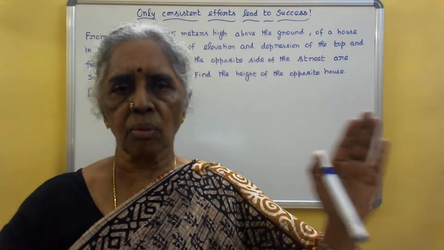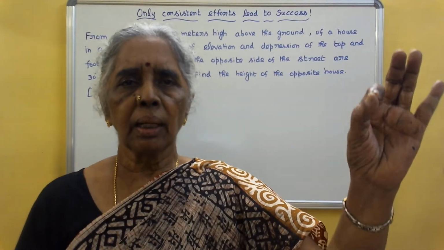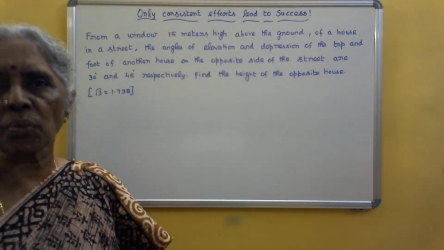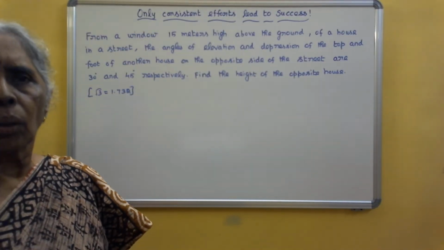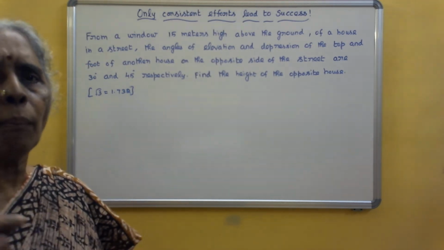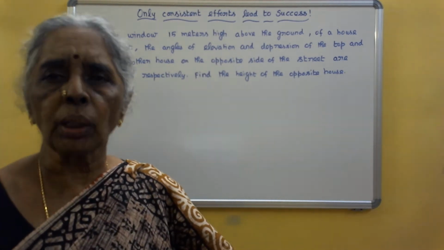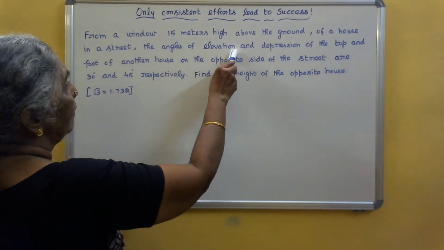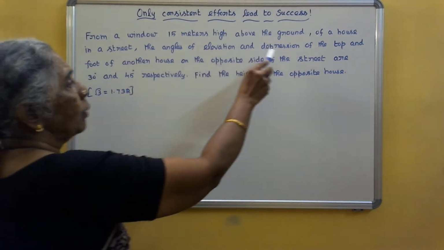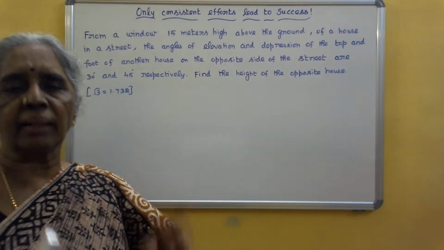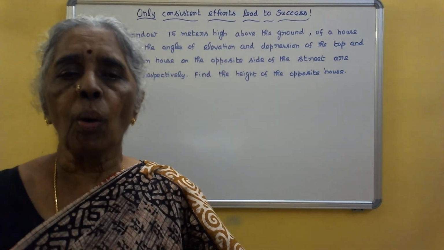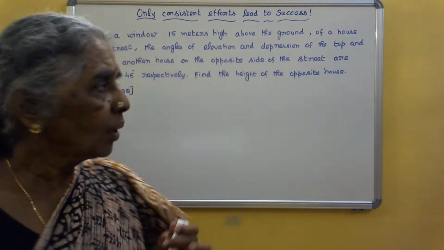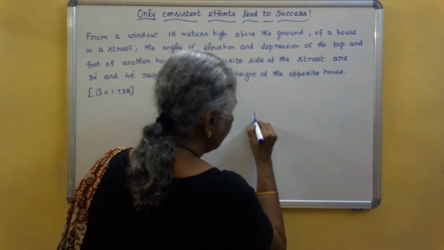Here, two things. One is a window in one house. The window is at a height of 15 meters. From there, you are looking at the top and foot of another house on the opposite side. The top, you are looking at an angle of elevation. The foot, you are looking at an angle of depression. That means the opposite house is definitely the taller one. Do you understand? So here it is like this.